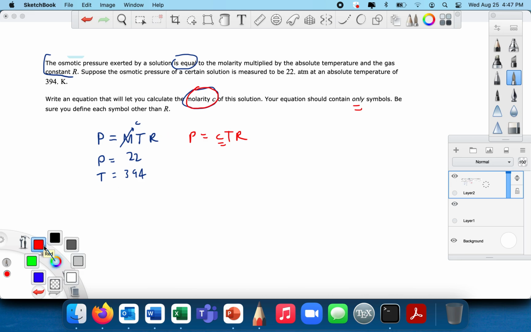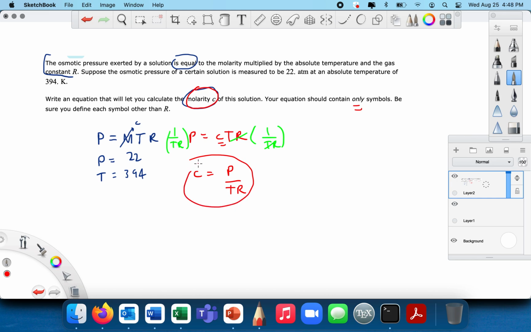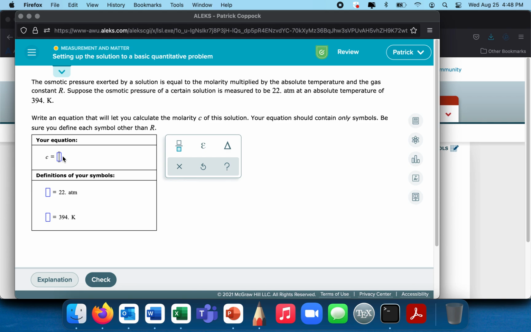So let's do that. Let's take this and we'll divide both sides by TR, all right? This is just an algebraic manipulation, right? These TRs will cross off and we'll find that C is equal to P over TR. See what I did? So there's my equation. That's my first thing. Let's go over there and write it out. Let's come over here. C is equal to P over TR.